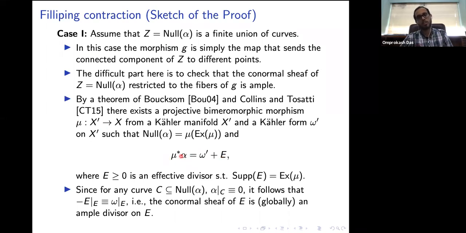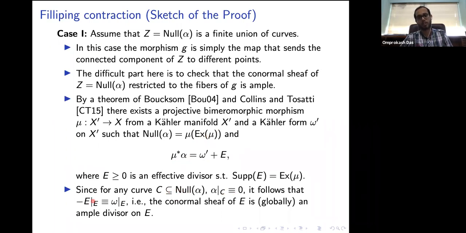And then going to this side is 0, so the right hand side is also 0. So similarly, we will simply get that minus E restricted to E is numerically equivalent to omega restricted to E. Just restrict both sides to E, and then I know that E has this property, and alpha restricted to C is numerically trivial.